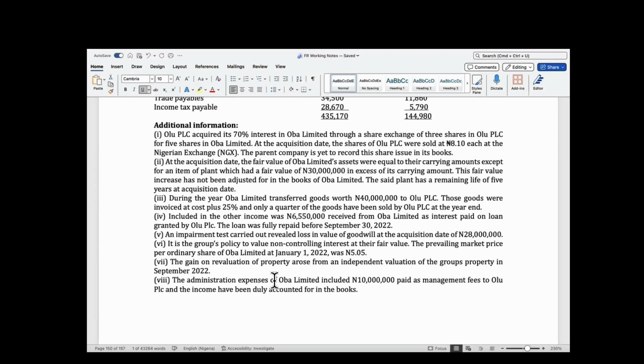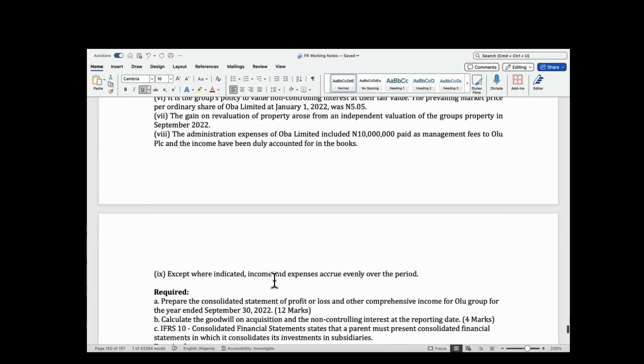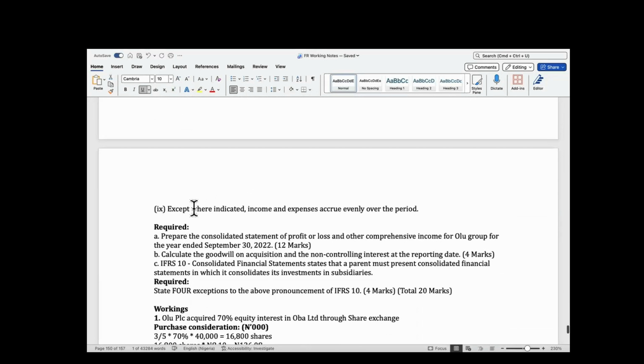All right. Except where indicated, income and expenses are earned equally over the period. Okay, that's noted. They will always tell you this where you acquire the subsidiary during the year, just so that you can conveniently do a proportionate consolidation like that. You won't consolidate the entire line items.